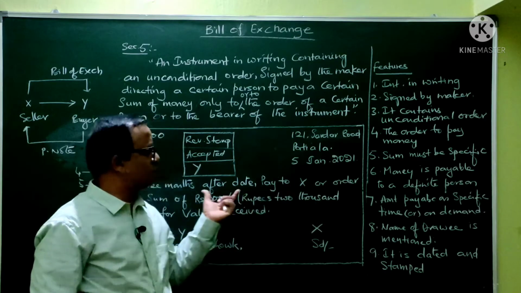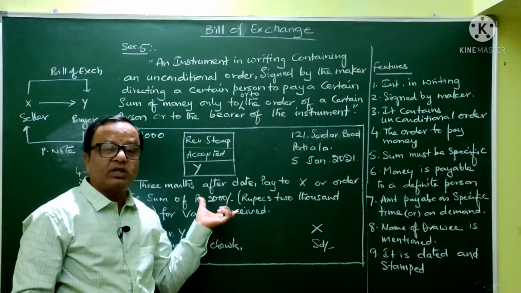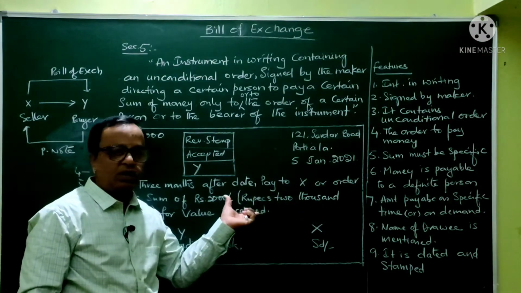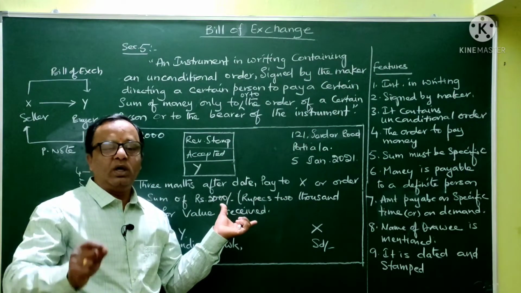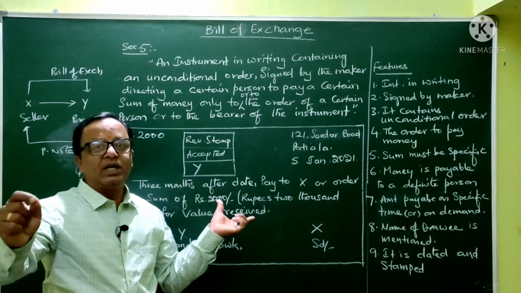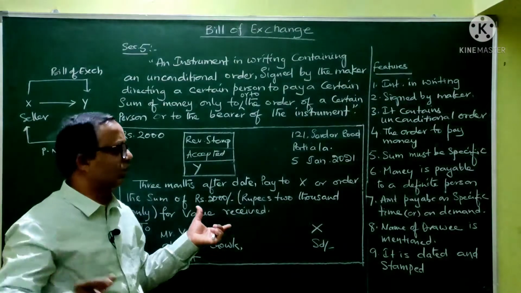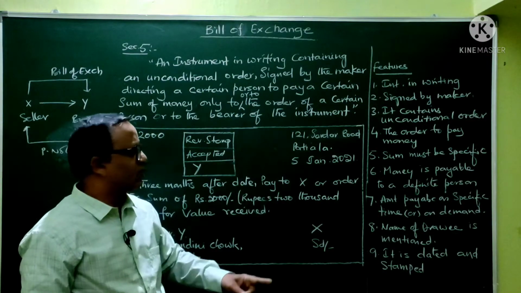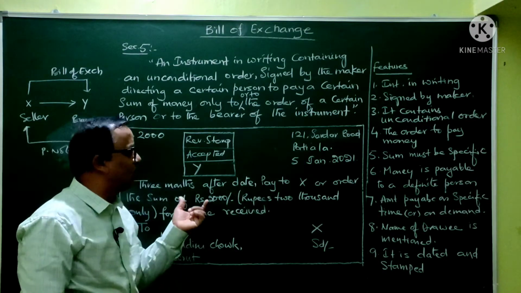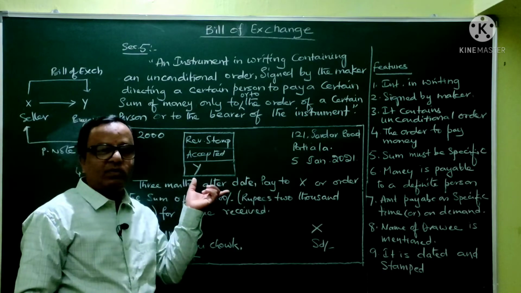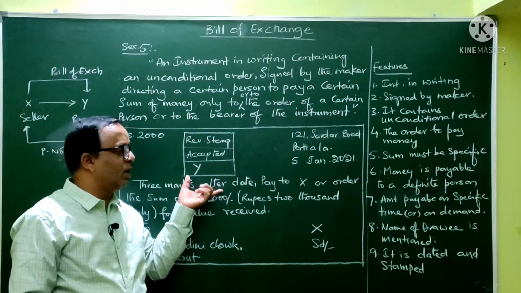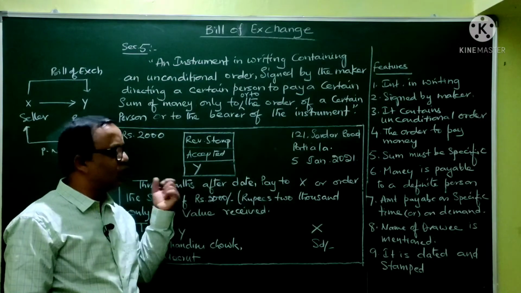What is this order being placed for? The order is placed in order to pay money only. Bills will be written only for payment in money terms, not for anything other than money. This money also should be payable to one definite person. Definite here means the name of the party, which is specifically written in this instrument.